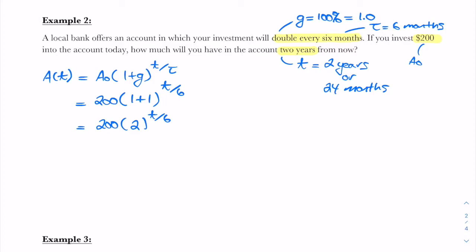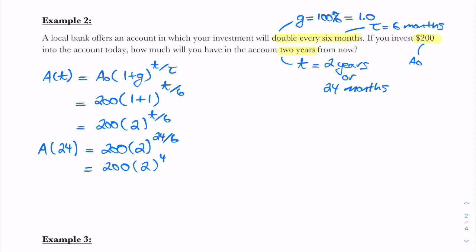And I'd recommend that you always set up the equation fully first. After you've done that, then it's a good idea to plug in the t. So we want to find the amount, or in other words, the money in 2 years. So that would be 24 months later. So I'm going to plug in t equals 24. If you look at the exponents, t and tau are in the same unit, so we're good. And now we can continue simplifying this. So this is 200 multiplied by 2 to the exponent 4, because 24 over 6 is 4.